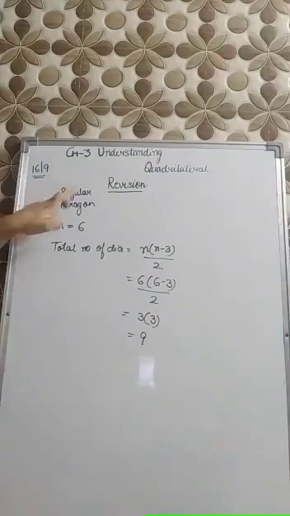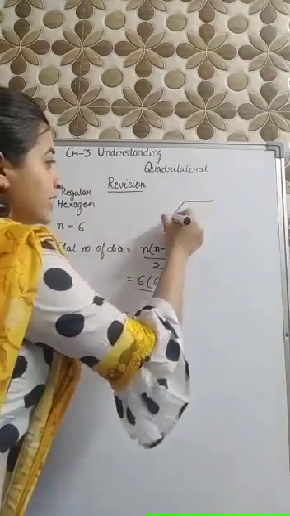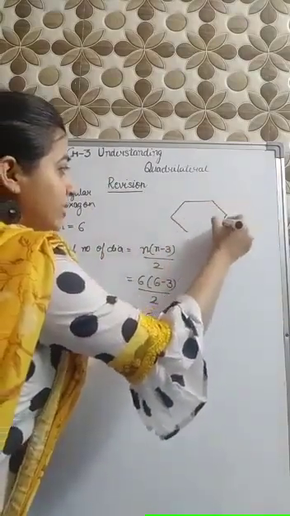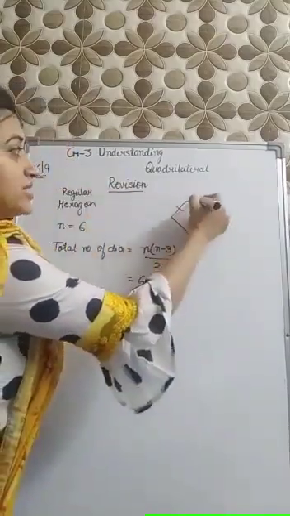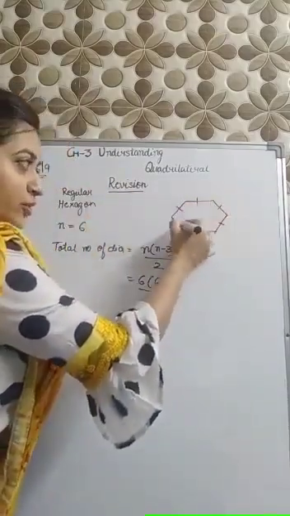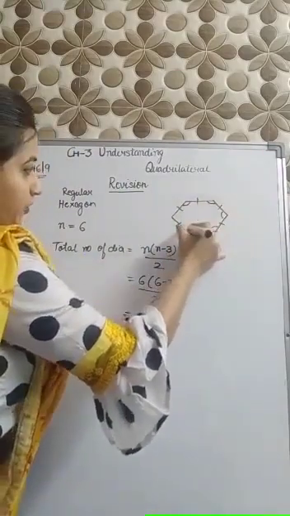Now, this is a regular hexagon, so I am going to tell you one next property. If we are talking about a regular hexagon, that means the figure is regular, that means all of its sides are of equal length and all of its angles are also equal.